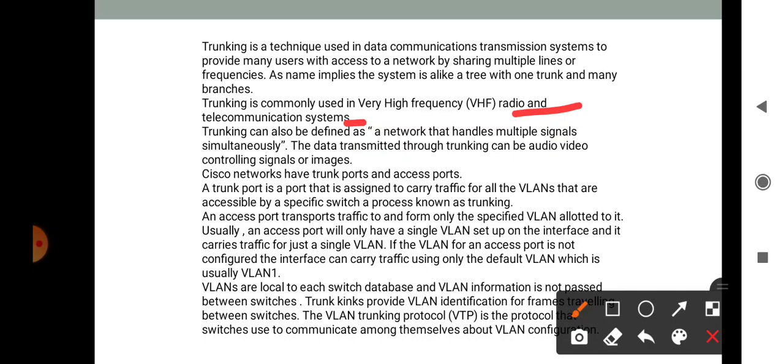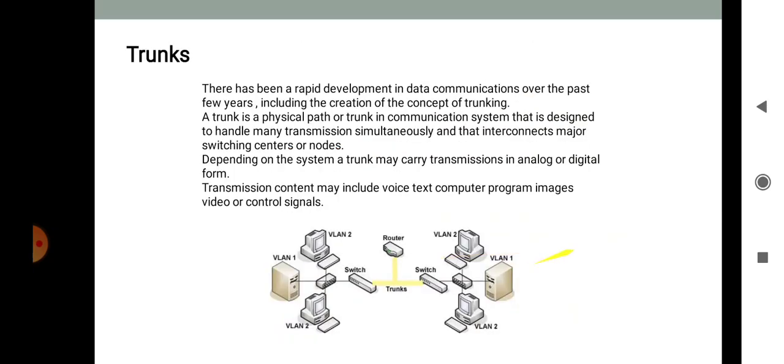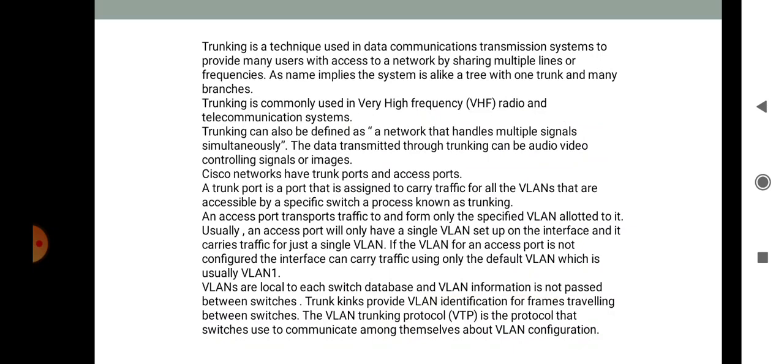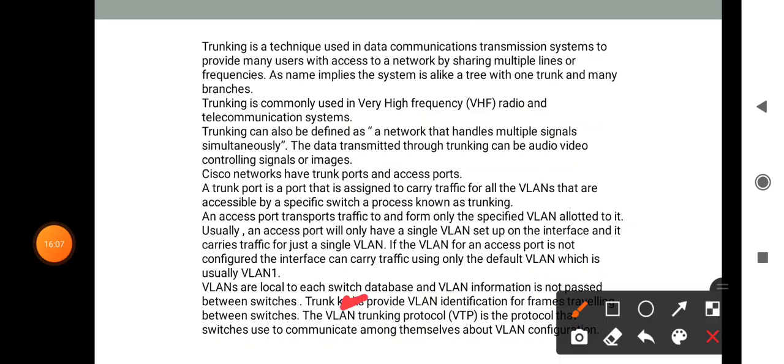Here in this diagram, VLAN 1, VLAN 2, and here the router, switch, trunks and switches. VLANs are local to each switch's database, and VLAN information is not passed between the switches. A trunk provides the VLAN identifications for frames traveling between the switches. VLAN Trunking Protocol, that means VTP, is the protocol that switches use to communicate among themselves about VLAN configurations. These trunk links provide the VLAN identifications for frames traveling between the switches.